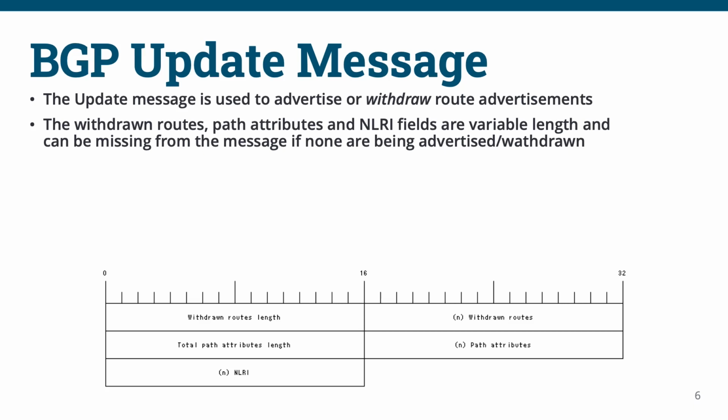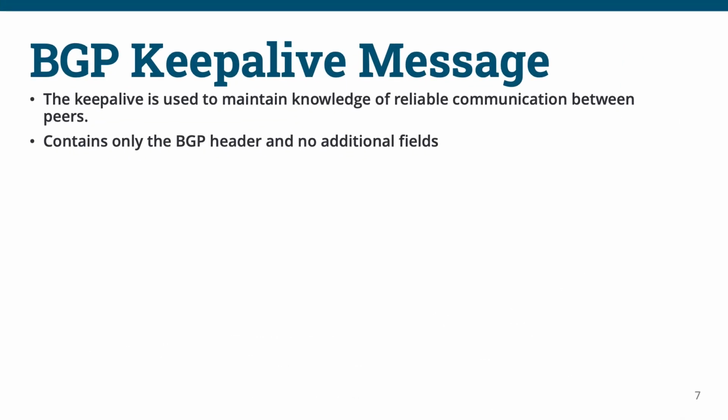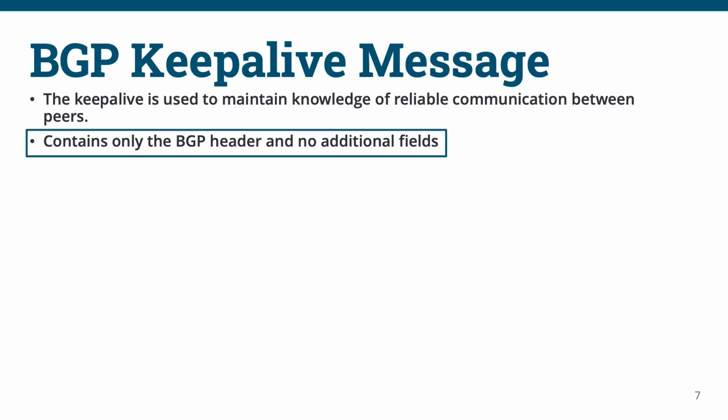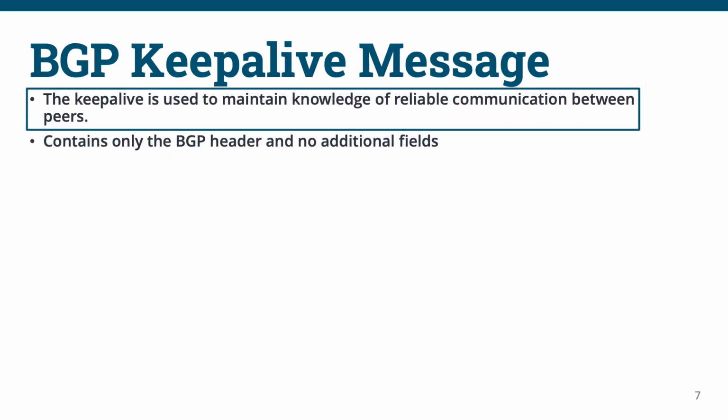Let's now move on to the simplest of the BGP messages, the keep alive message. When I said the keep alive message is simple, I really meant it. The keep alive message only includes the BGP header and nothing else. As such, the keep alive is 19 octets long. As you might expect, the keep alive message is also used to let the peer know that the sending device is still alive and well.